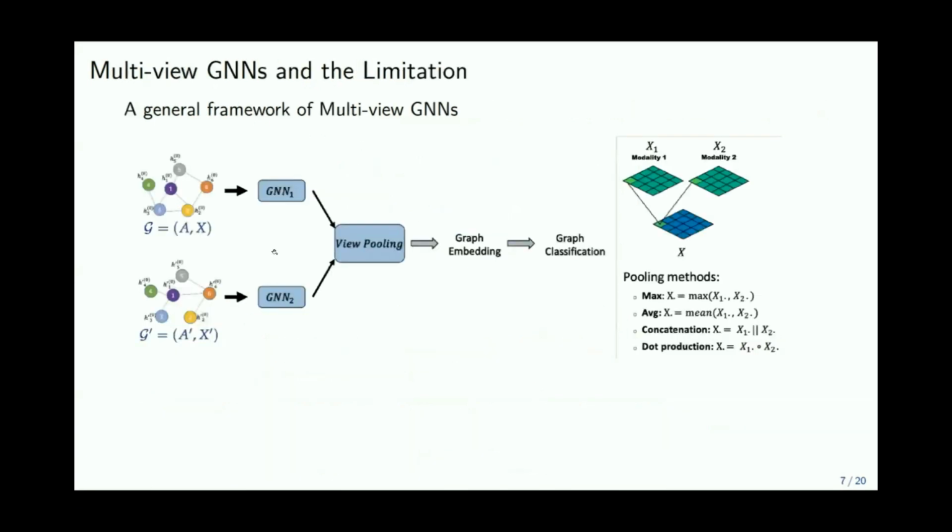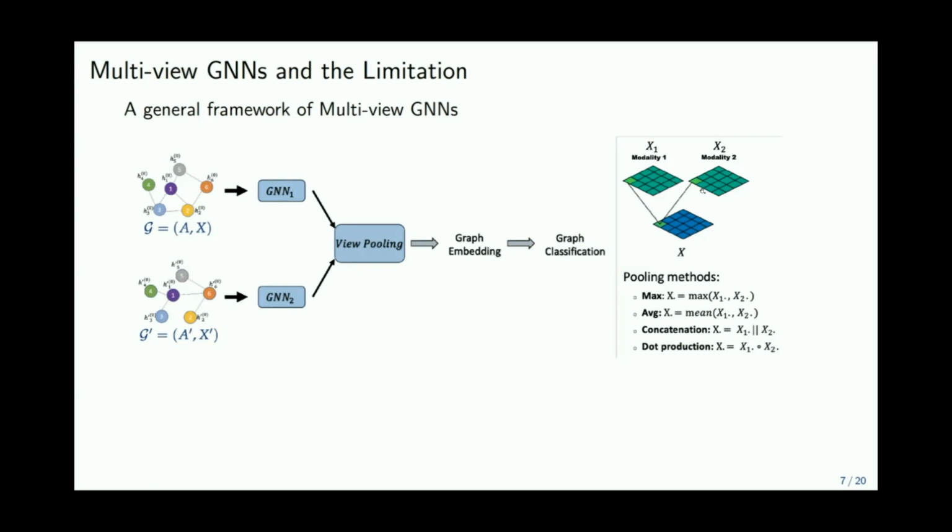So multi-view GNNs look like this. For the inputs, we have two graphs. Across these two graphs, we probably have the same node size, and the nodes probably have the same representation. But between the graphs, the node connectivities could be really different. For each modality, we use a graph neural network. And we use view-wise pooling to fuse the two modalities into one, and solve the graph classification problem.